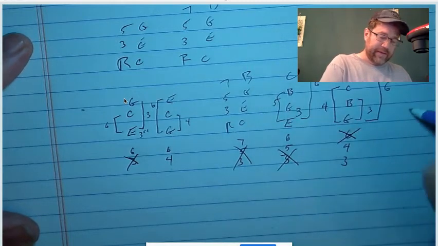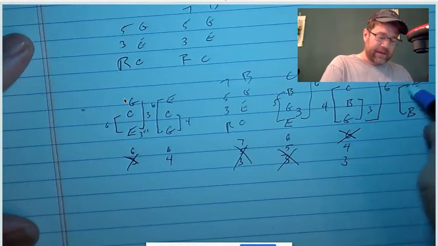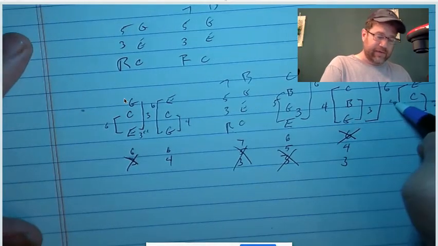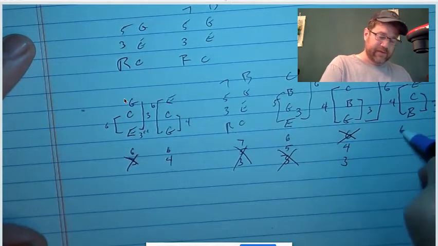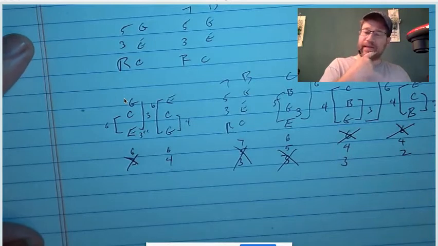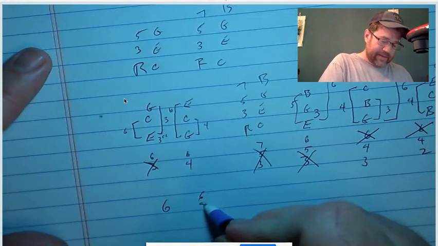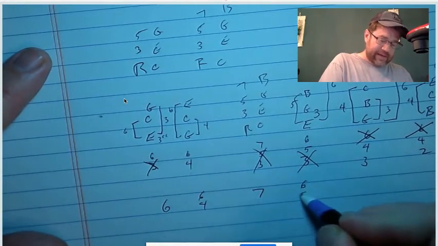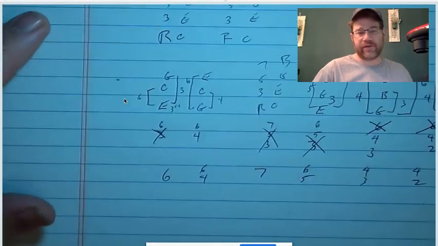If we put the seventh in the bass: B, C, E, G. We would have a second. B to C is a second. B to E, B, C, D, E is a 4. And B, C, D, E, F, G is a 6, which would be a 6/4/2. And once again, we just drop the 6 and we just have a 4/2. So this 6, 6/4, 7, 6/5, 4/3, 4/2 is that phone number that I showed you.